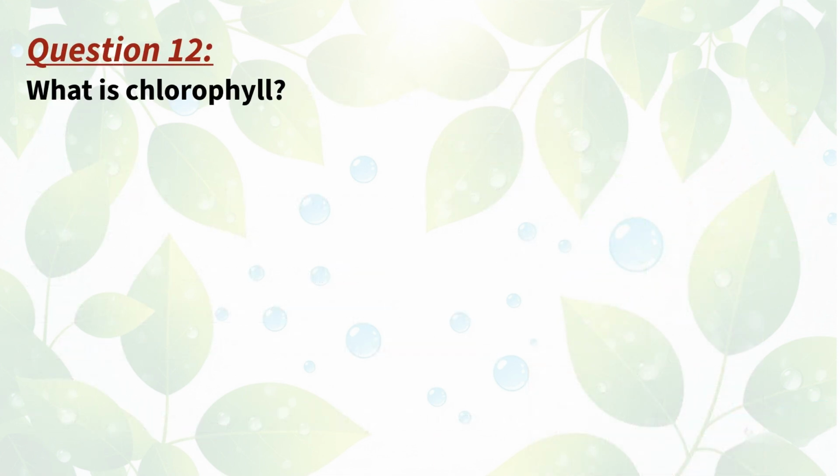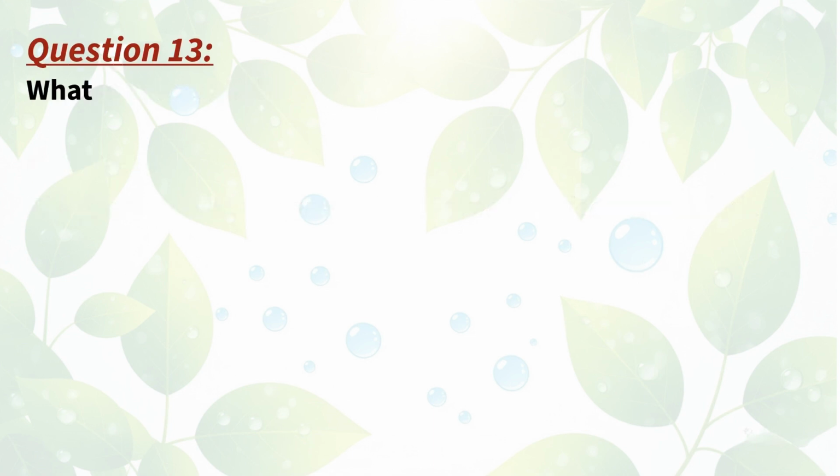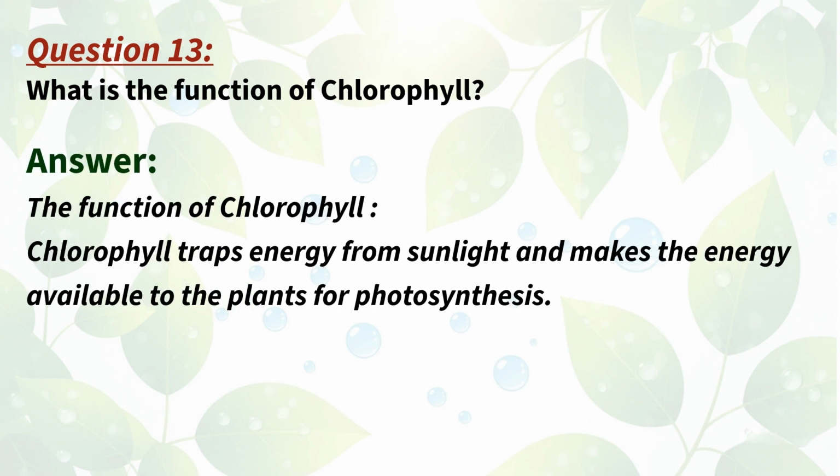Question 12. What is chlorophyll? Answer. The green substance present in leaves is called chlorophyll. Question 13. What is the function of chlorophyll? Answer. Chlorophyll traps energy from sunlight and makes the energy available to the plants for photosynthesis.